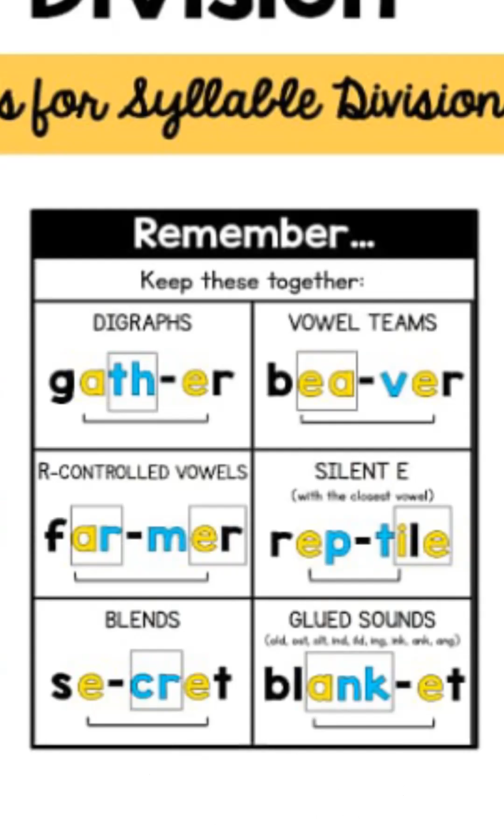Then you cannot split the R-controlled vowels also. These are R-controlled vowels, so you cannot split them. So the word farmer will be split like this.